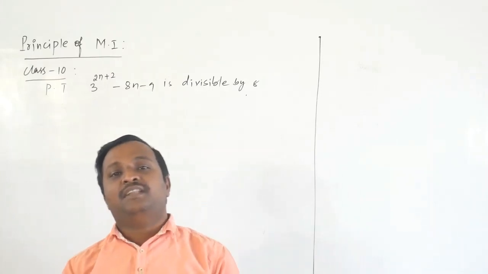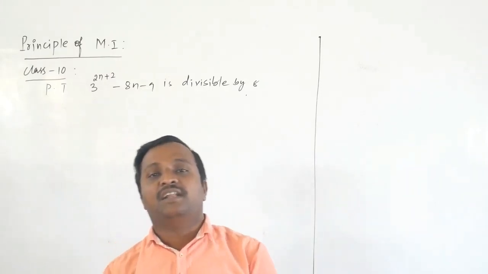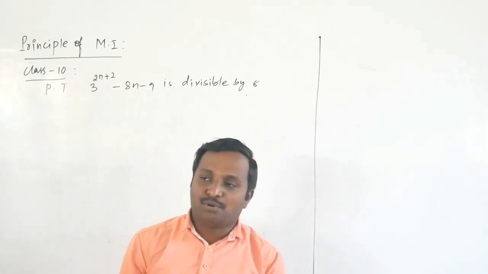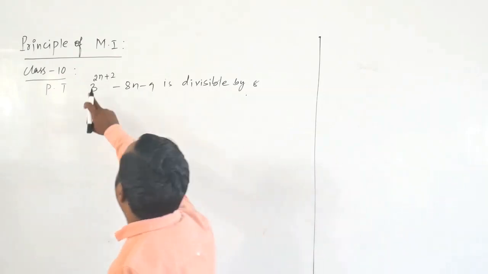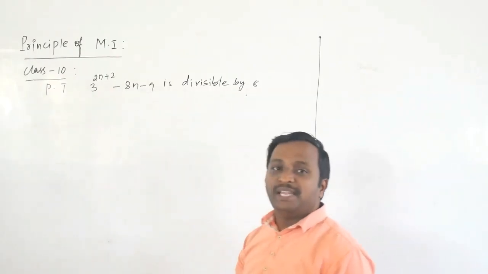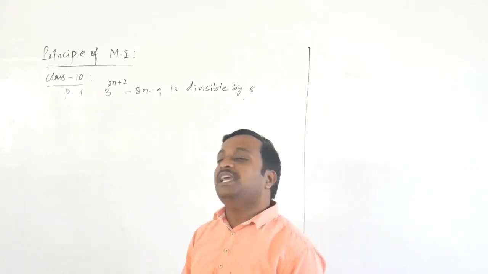Hello students, in the last class so far we have discussed the principle of mathematical induction related to division algorithm problems. We have to move to the next question, that is, prove that 3 raised to 2n plus 2 minus 8n minus 9 is divisible by 8. This is the question they have given.